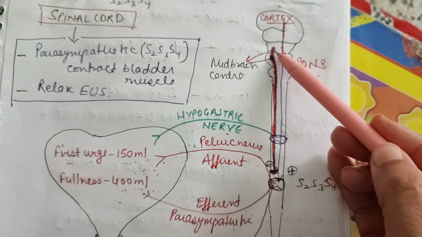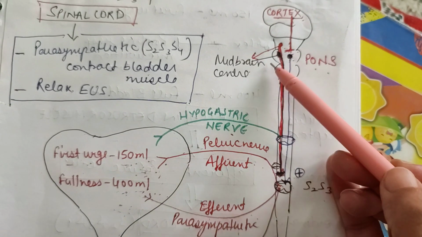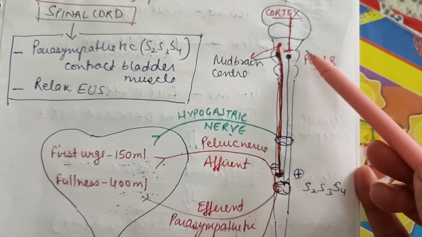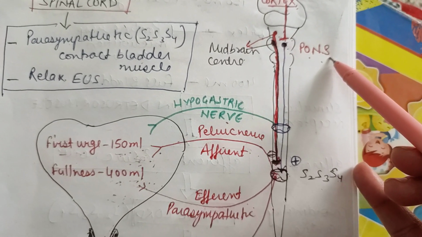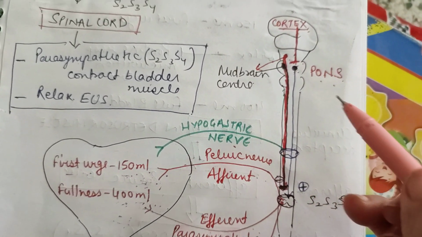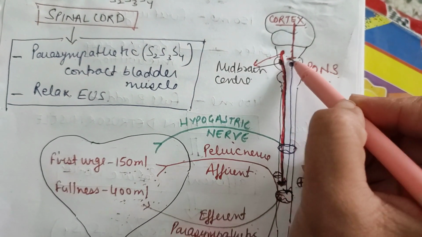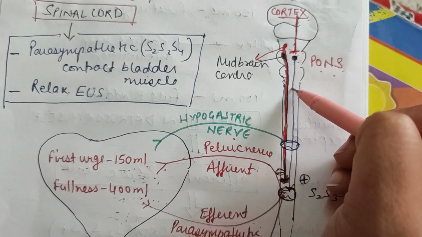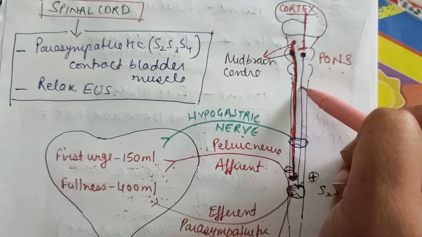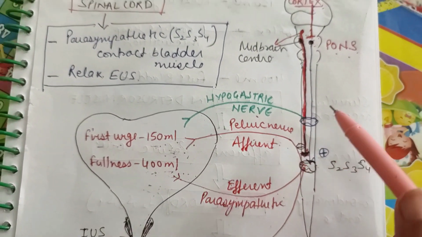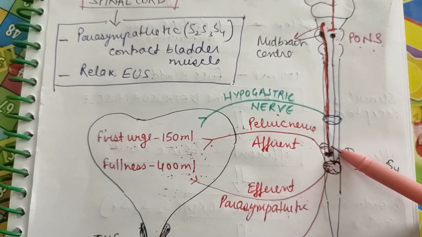And there is an area in the midbrain which is inhibiting this reflex. So one helps in storage, and the other facilitates or stimulates, which helps in micturition. Ultimately our brain cortex is inhibiting this pons area, so that we can inhibit micturition whenever conditions are not favorable. Ultimately, now I think the point is clear to you how we can control urination.